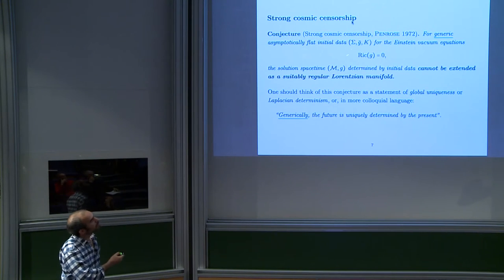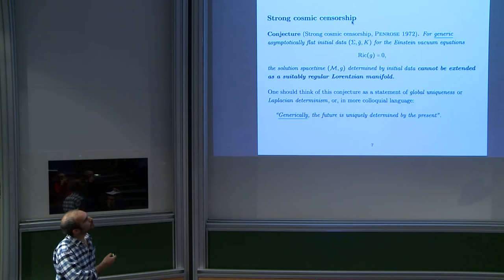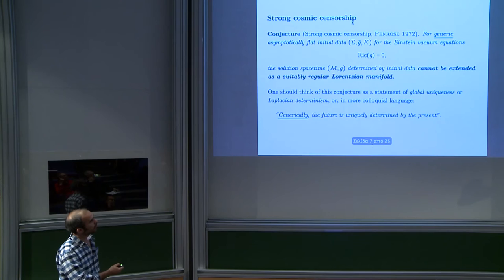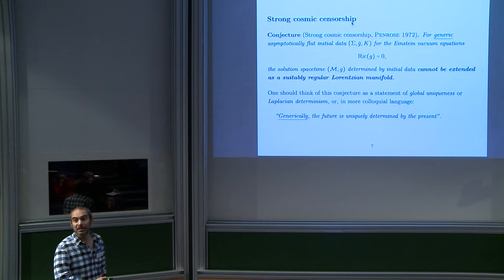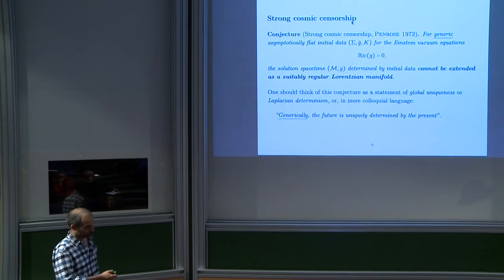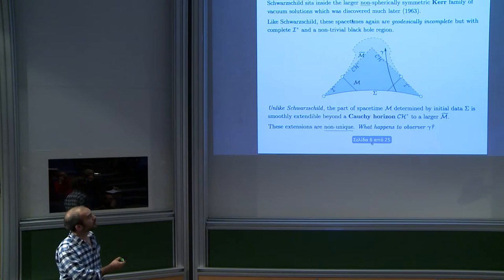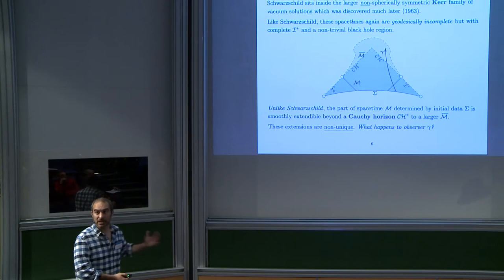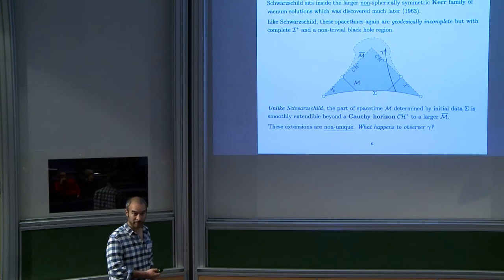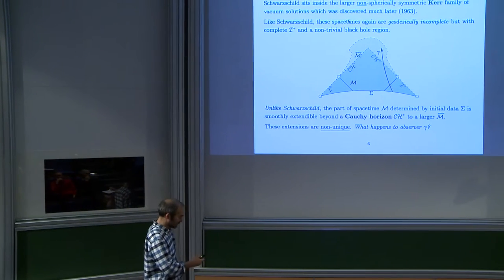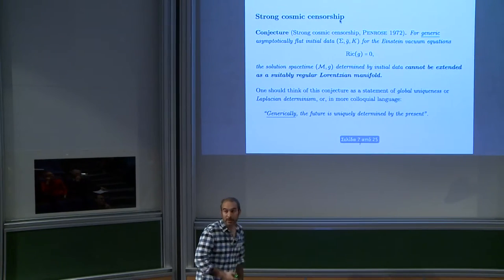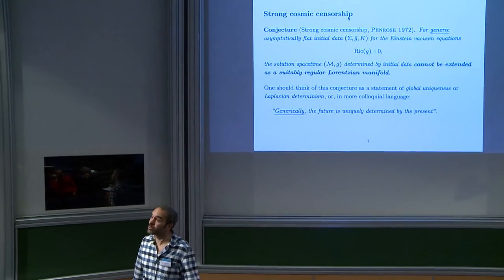For generic asymptotically flat initial data for the Einstein vacuum equations, the solution spacetime, which is determined by initial data, so if you want the analog of the darker shaded region here, cannot be extended as a suitably regular Lorentzian manifold. Of course, here it's clear why you have to say generic. The Kerr solution itself does not satisfy the predicate of this conjecture. So this says that, in particular, Kerr inside the black hole has to be unstable.